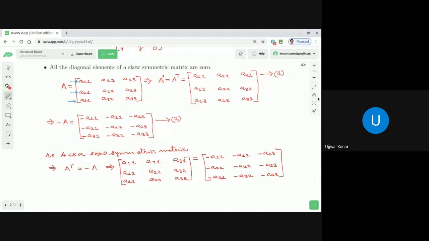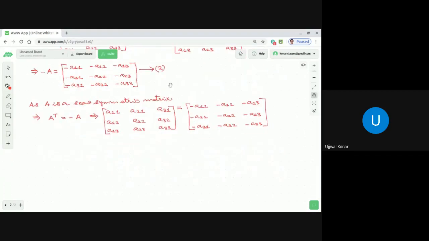Now, dear students, let's go back to the fundamental understanding of equality of two matrices. If you recall, the equality of two matrices means corresponding elements have to be equal. That means this A11, which is at the junction of the first row and first column, should be equal to the minus A11, which is at the junction of the first row and first column of the right-hand side matrix. So from here we can say that A11 is equal to minus A11. That implies 2 into A11 is equal to 0. That implies A11 is equal to 0.